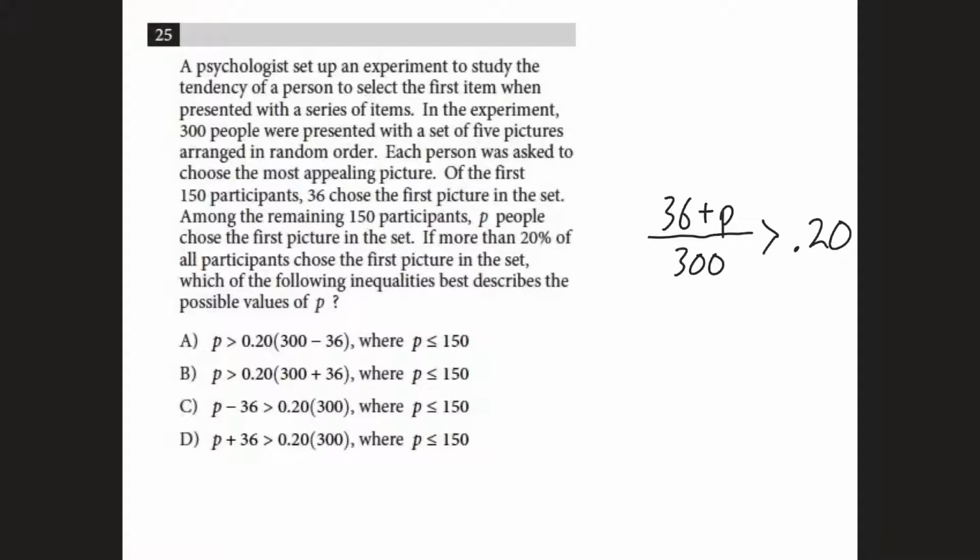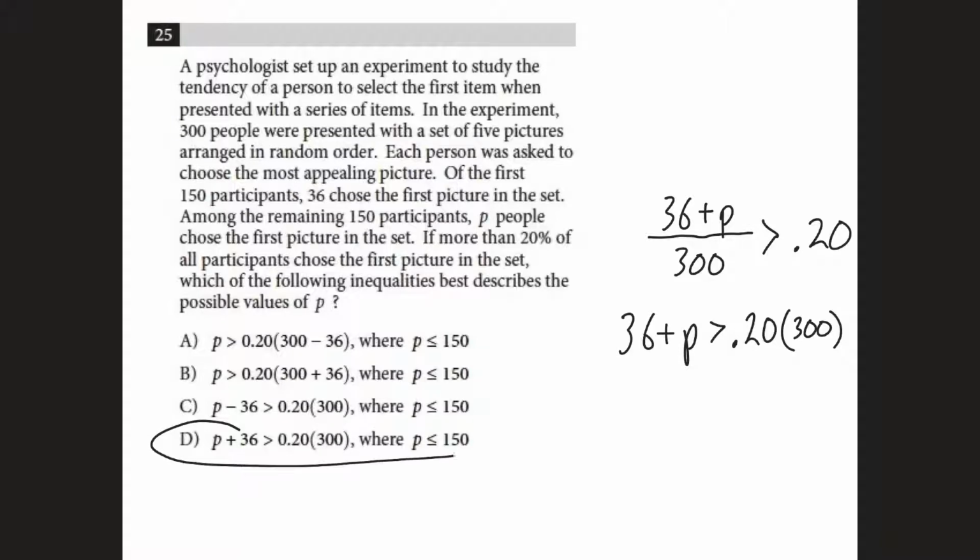So now I think we're just going to be manipulating this inequality. If we multiply both sides by 300, we'll get 36 plus P is greater than 0.20 times 300. Okay, right away I'm seeing that D matches. It's in a slightly different order, P plus 36, but it's effectively the same.